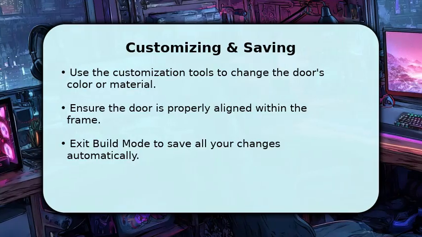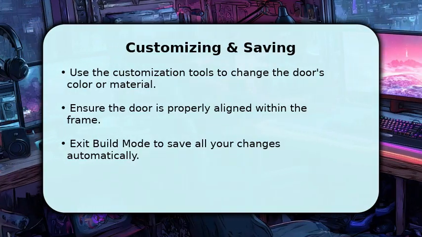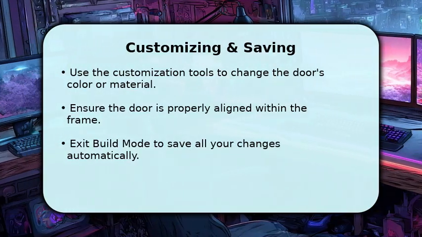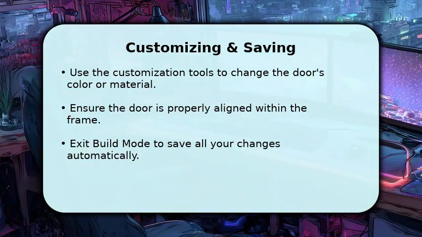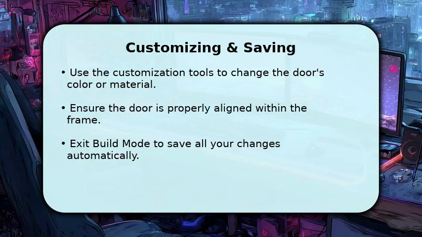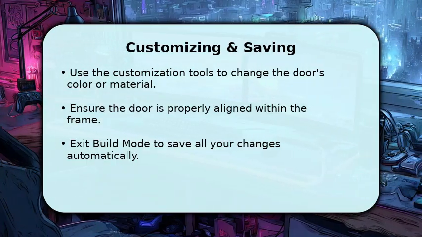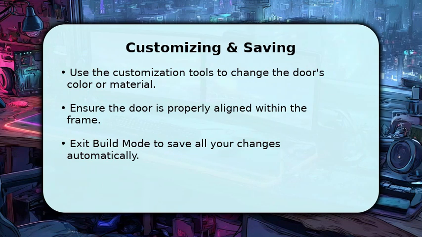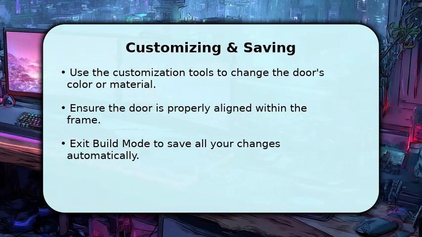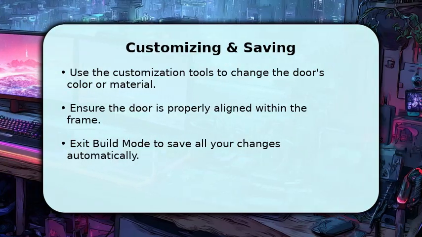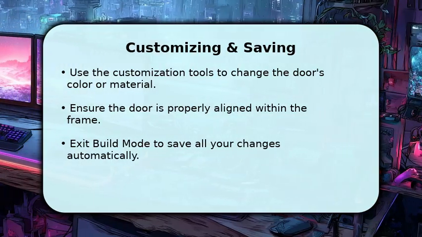After placing your new door, you might want to customize it further. Use the available tools to change its color or material if those options are present for your chosen door. Make sure the door is perfectly aligned within the frame for a seamless look. Once you're happy with your new door and any other changes, simply exit build mode. All your modifications will be saved automatically, allowing you to enjoy your newly updated home.